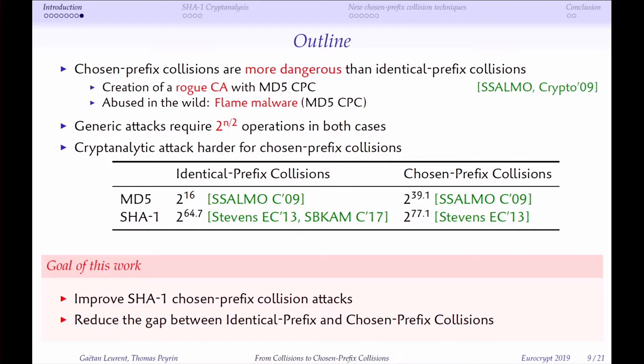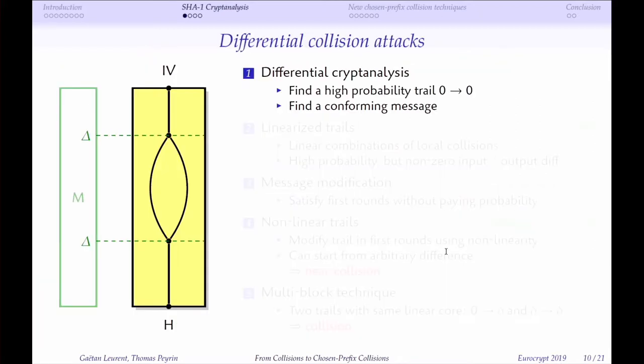So the goal of this work is to reduce the gap between the complexity of the identical prefix collision, which is 2^64.7 on SHA-1, and the chosen prefix collision. So we want to improve the chosen prefix collision attack to make it more practical. So first, I'm going to talk a little bit about how you do cryptanalysis on SHA-1 and related functions.